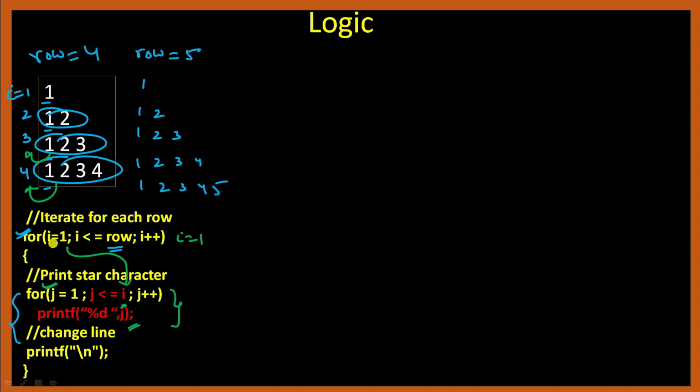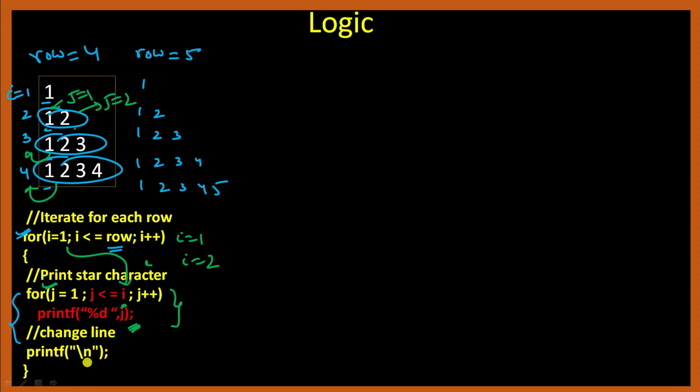Then if i equal to 2, this loop will run how many times? j less than or equal to i is 2, so from 1 to 2, that is 2 times it will run. One time j equal to 1, one time j equal to 2, and that j variable was getting printed, right? So this we have already seen in the previous video. I'm not going to explain it again.